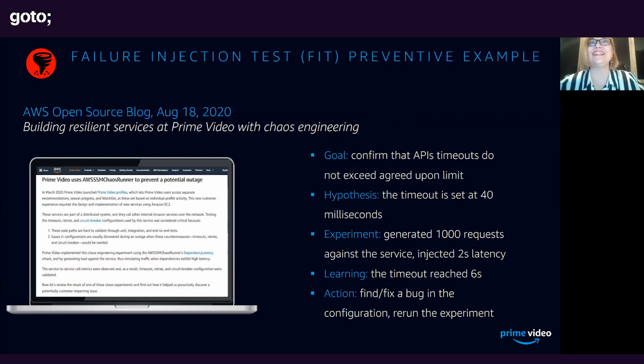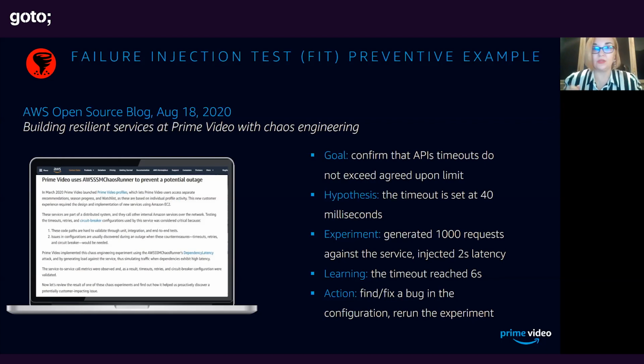One of our teams contributed to the AWS open source blog last summer. Specifically, the situation was we were launching the profiles feature. That team is one of the pioneers in using chaos testing, and I love working with the team. They're amazing. They wanted to confirm, because there are so many dependencies, right? Remember that ball of dependencies? They wanted to make sure that all of their timeouts are configured correctly. And the assertion was that we should see no more than 40 milliseconds as a timeout across the board.